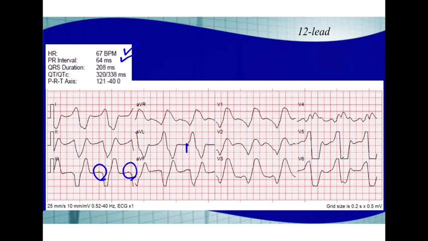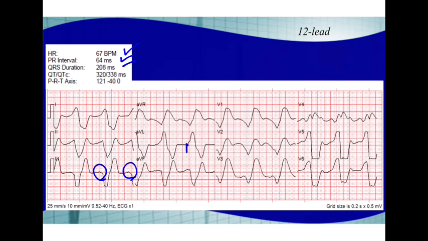So if the QRS starts here on that lead, I know it's going to be starting right about there in that lead. And if it ends here, then it's going to end right about there in that lead. So this measurement of 208 milliseconds is accurate.